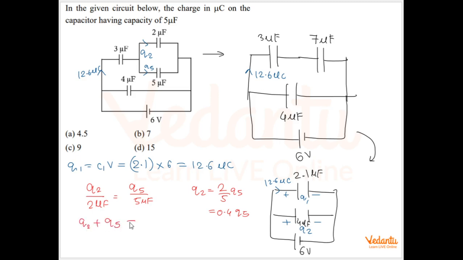Also at the same time, Q2 plus Q5, the total sum, should be 12.6 microcoulombs. So 0.4 Q5 plus Q5 is equal to 12.6, which gives me Q5 is equal to 12.6 divided by 1.4. Now 14 into 9 is 126. So 12.6 by 1.4 will just be 9 microcoulombs. So option C will be the correct answer. The charge going to the 5 microfarad capacitor will be 9 microcoulombs. I hope you guys understood.